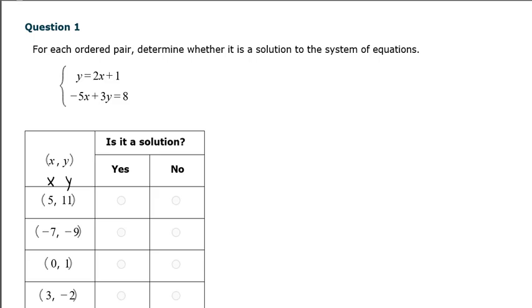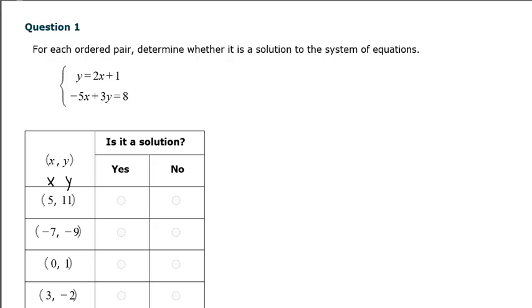For each ordered pair, determine whether it is a solution to the system of equations y equals 2x plus 1, negative 5x plus 3y equals 8. So in order to determine, what we need to do is to take each of the values for x and y and plug it into both equations one at a time to see if it is a solution. In order for it to be a solution to the system, it must be a solution to both equations.